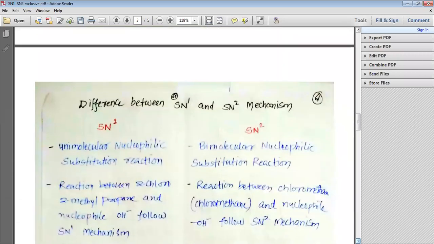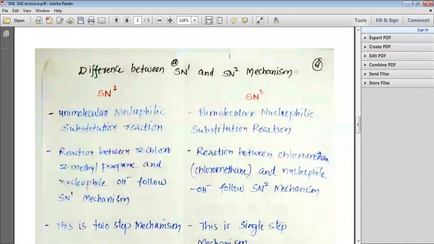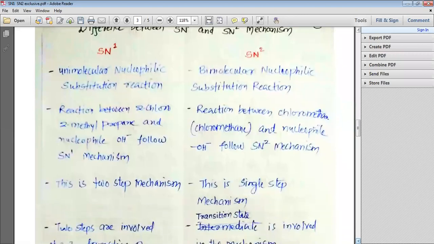Now let us understand the difference between the SN1 and SN2 mechanisms. First, we'll write them. One is written as SN1, another is written as SN2. Second, SN1, the full form is unimolecular nucleophilic substitution reaction. SN2 is written as bimolecular nucleophilic substitution reaction. Second point, the reaction between 2-chloro-2-methyl propane and nucleophile OH minus follows the SN1 reaction, whereas the reaction between chloromethane and nucleophile OH minus follows the SN2 reaction.